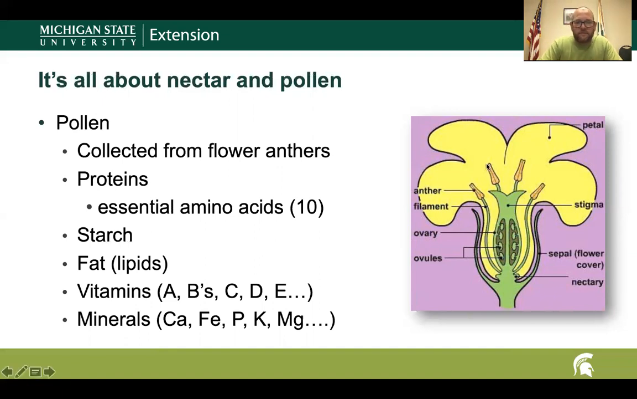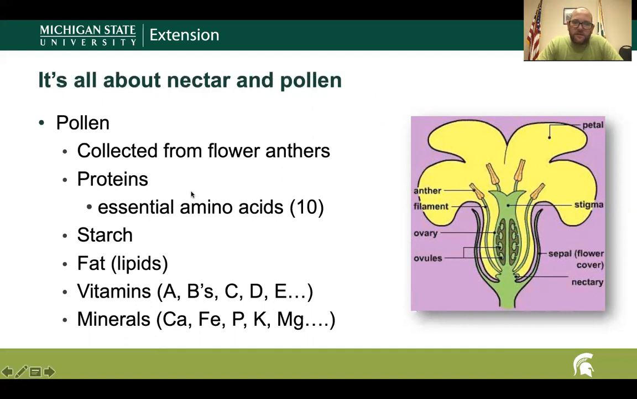And I did skip that first point. The anther, right up here, that's where your pollen's at. So you can see the anthers right here, and then the nectary in a flower, in this example, is way down here. So the bee has to really bury itself into that flower to get to that nectary. In turn, all of this pollen rubs off onto that furry little body that our bees have.